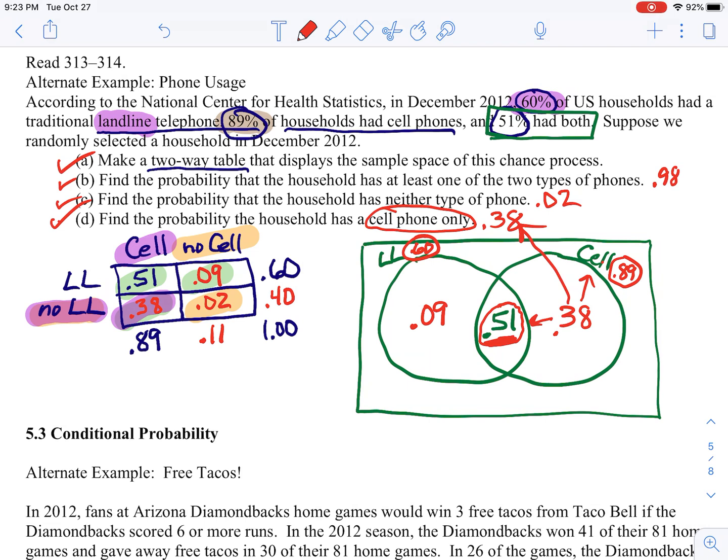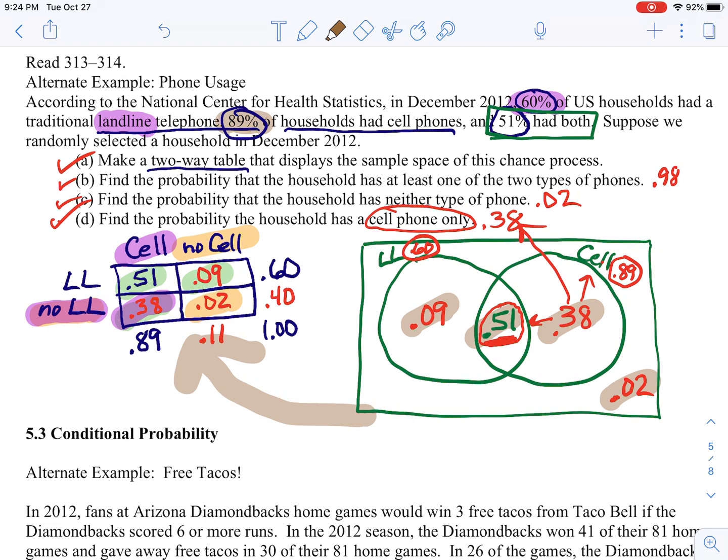And then this area outside would be those that have neither a cell phone nor a landline phone, and there were 2%, you might remember. And so what you might be able to tell from this is the four numbers that end up being in a Venn diagram are the four numbers that are in your table. The four cells of the inside table, I should say, the 51, 9, 38, and 2, those are the four areas of a Venn diagram. The three areas regarding the circles, and then the area outside the circles, which is 2%. So there's a connection there.